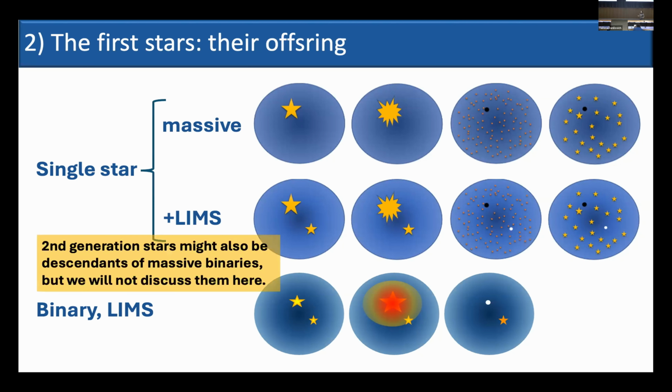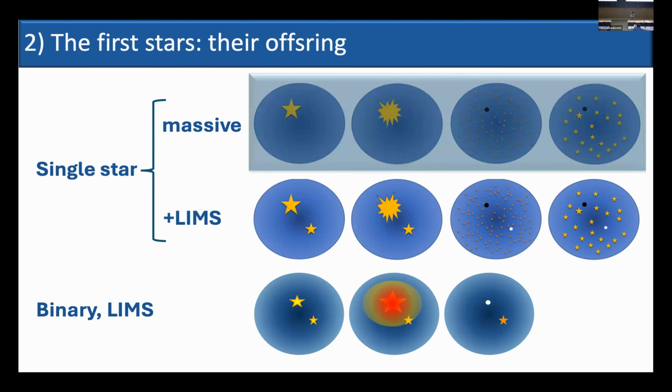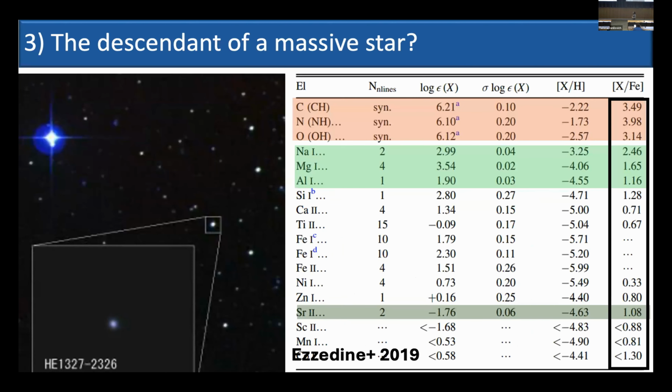So in the line of what Julia was talking about. Of course, second generation stars could form from massive binaries, but we will not care about those here. As you may guess, because the main working hypothesis points to the fact that primordial stars were massive, this first scenario would be the most popular. This is what we are going to see in a while.